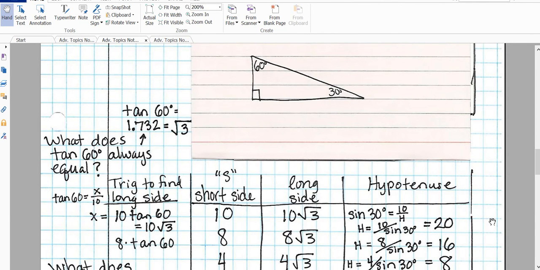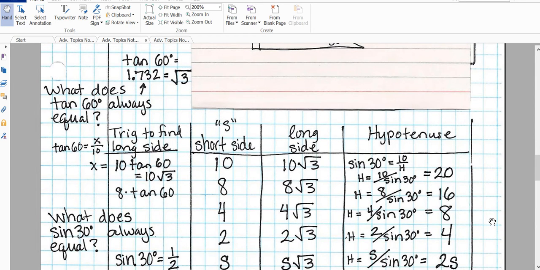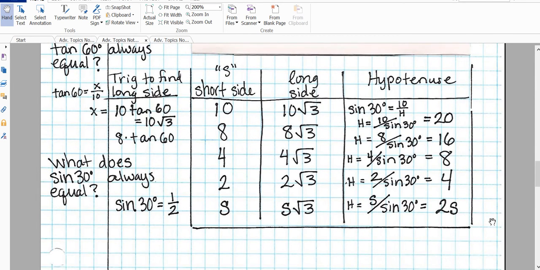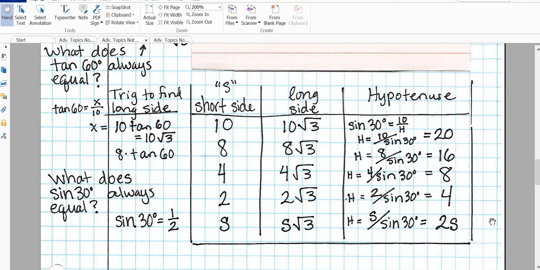So, take a look at our notes. And the table kind of continues. You know, there's the table. You can fill out your table as well. So what does sine of 30 degrees always equal? Well, now we know. Sine of 30 degrees equals 1/2.